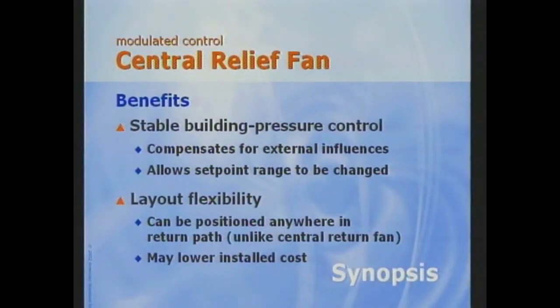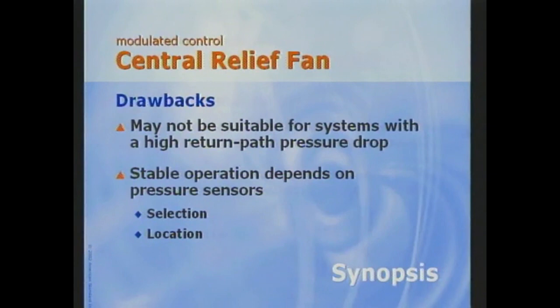The central relief fan can be positioned anywhere in the return air path, which provides greater flexibility and possibly a lower installed cost than a system with a central return fan. However, central relief fans may not be suitable for some systems with high return path pressure drops. If the supply fan cannot overcome the combined pressure drop of the supply and return air paths, a return fan may be required. Also, proper location and selection of the indoor and outdoor pressure sensors is critical to providing stable control. Now, Art's going to discuss sensor location and selection later in the broadcast, but next, Dennis is going to discuss return fans.